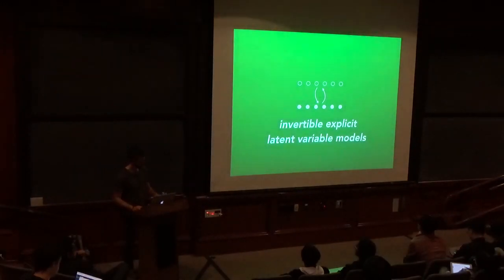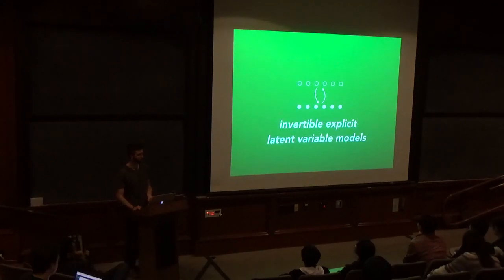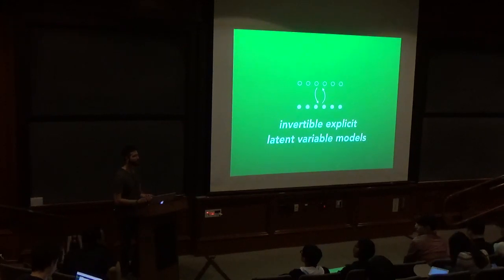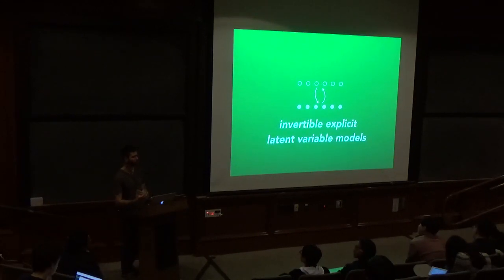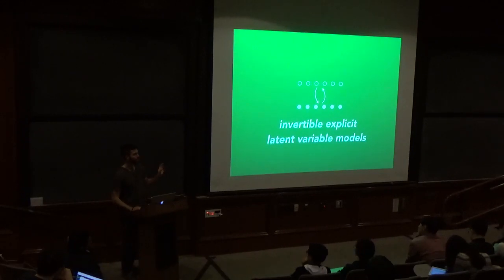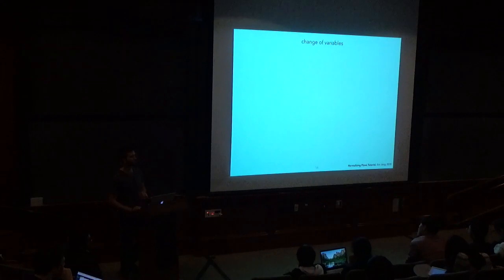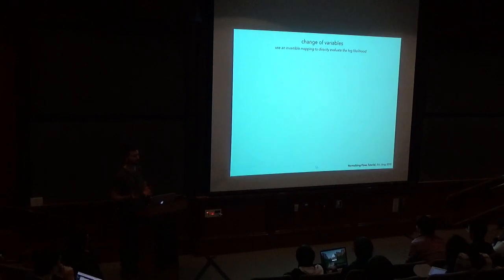So the next family of models that we'll talk about are called invertible explicit latent variable models. Previously we talked about explicit latent variable models, and for those models, you can't actually perform exact maximum likelihood inference. You have to use variational inference or some other technique to approximate the marginal likelihood. These models actually allow you to exactly evaluate the marginal likelihood. And it's all based around this simple idea, which comes from the change of variables formula: using an invertible mapping to directly evaluate the log probability, the log likelihood.